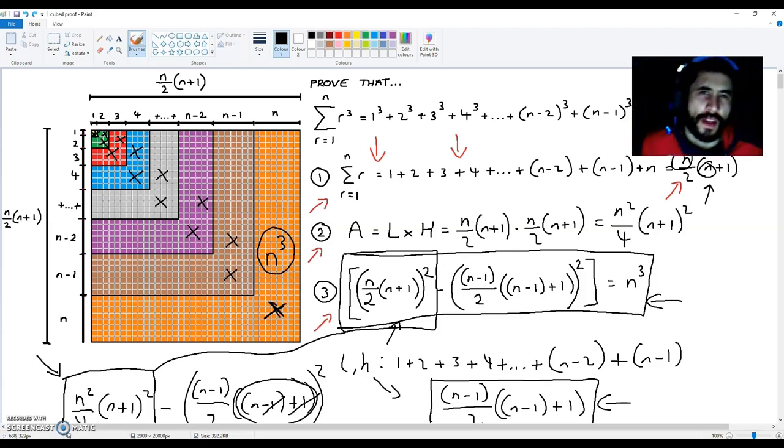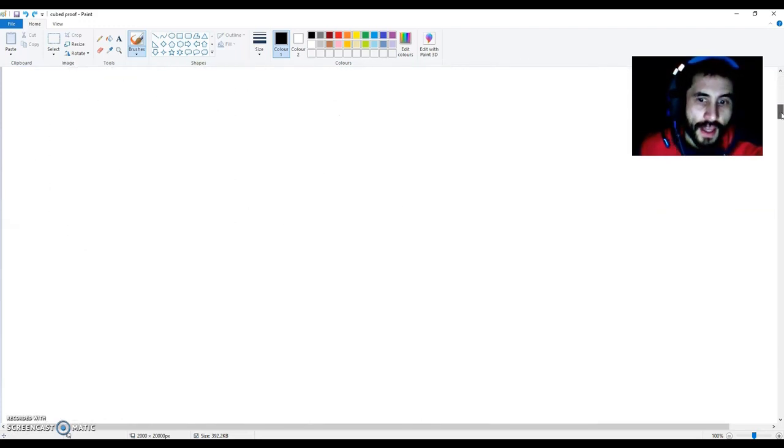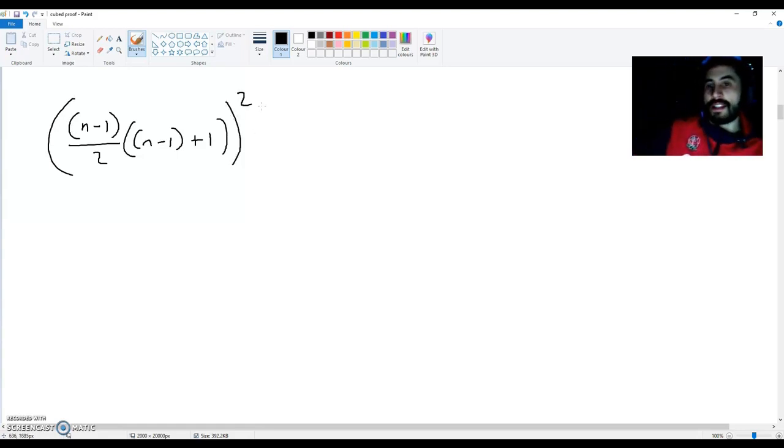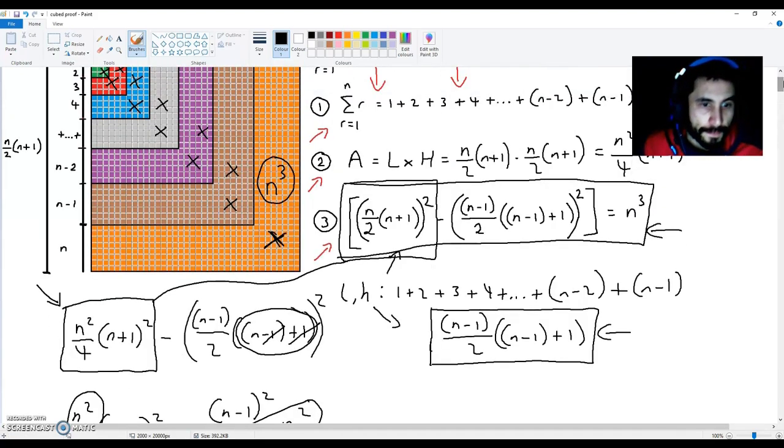What's that going to be? Well, to find it out, all we need to do is get the area of the brown square, okay, and subtract the area of the purple square from it. We've already established that the area of the brown square is (n-1 over 2 multiplied by n-1 plus 1) squared, okay? We've already established that because its length is equal to what is inside these brackets. We spoke about this earlier, okay? It's over here.